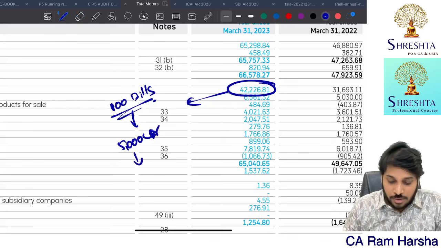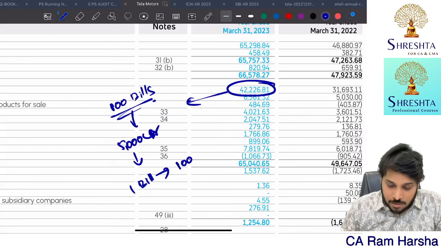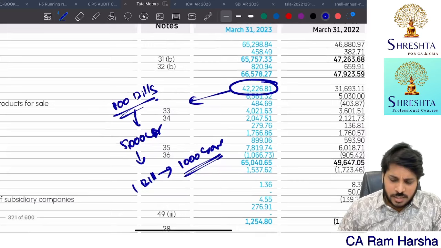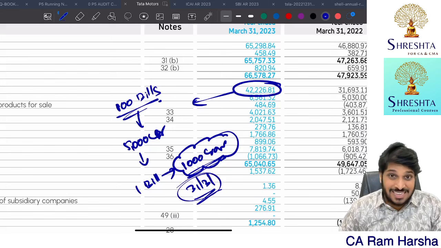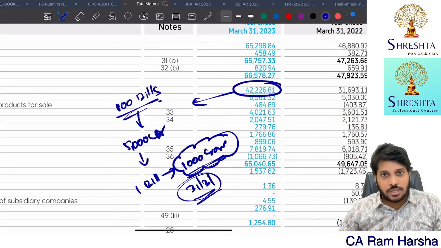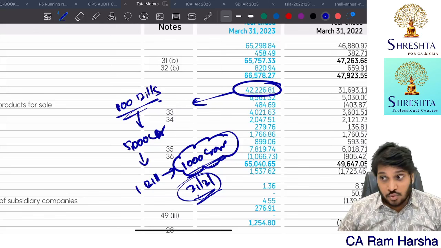In one bill, the value itself is 1,000 crore. And you know what? This 1,000 crore worth of bill value is as on 31st March. This is a bill dated 31st March. This is a purchase invoice. The invoice is dated 31st March. And you know what? When the company received these goods, it was not even April. May month they received.